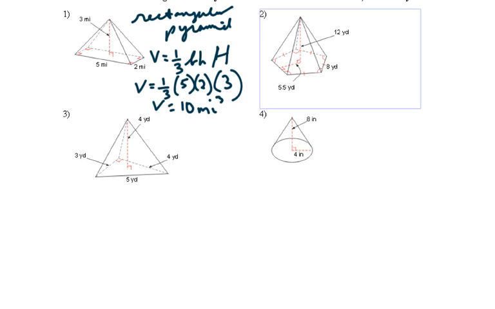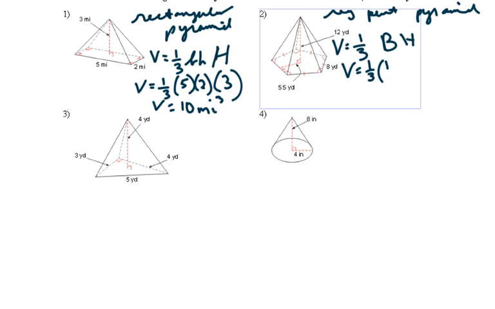Number 2. This is a regular pentagonal pyramid. So 1/3 big B, big H, but the big B turns into 1/2 SANH. So the S, length of the side, is 8 yards. A, apothem, 5.5. Number of sides, it's a pentagon, 5. Capital H is 12.